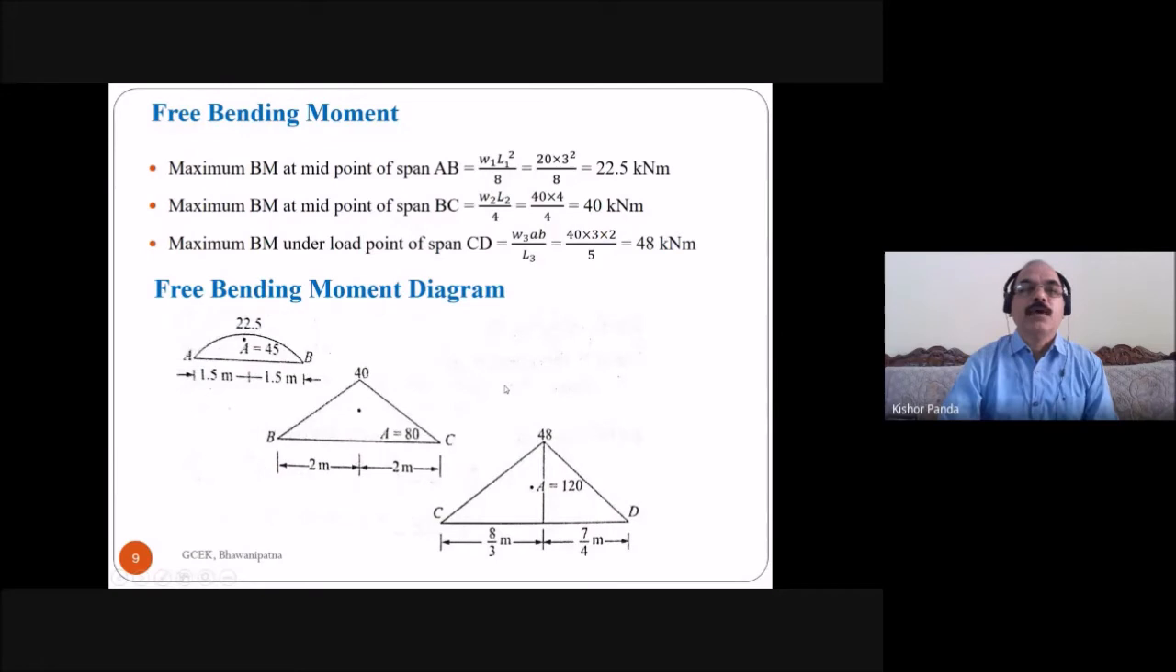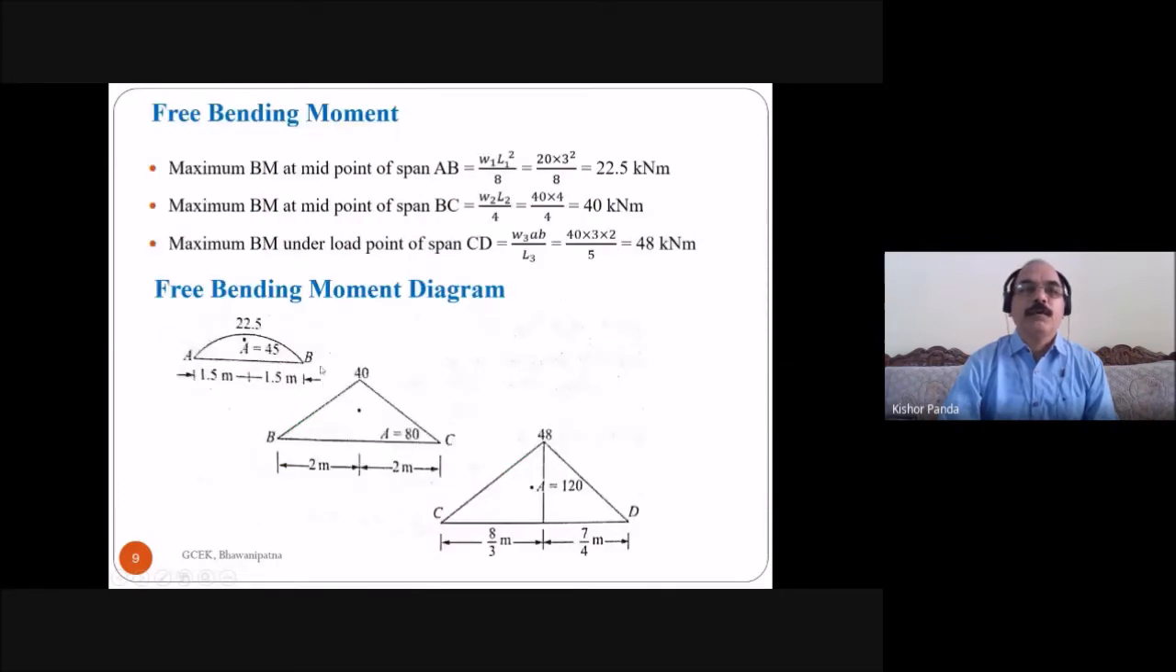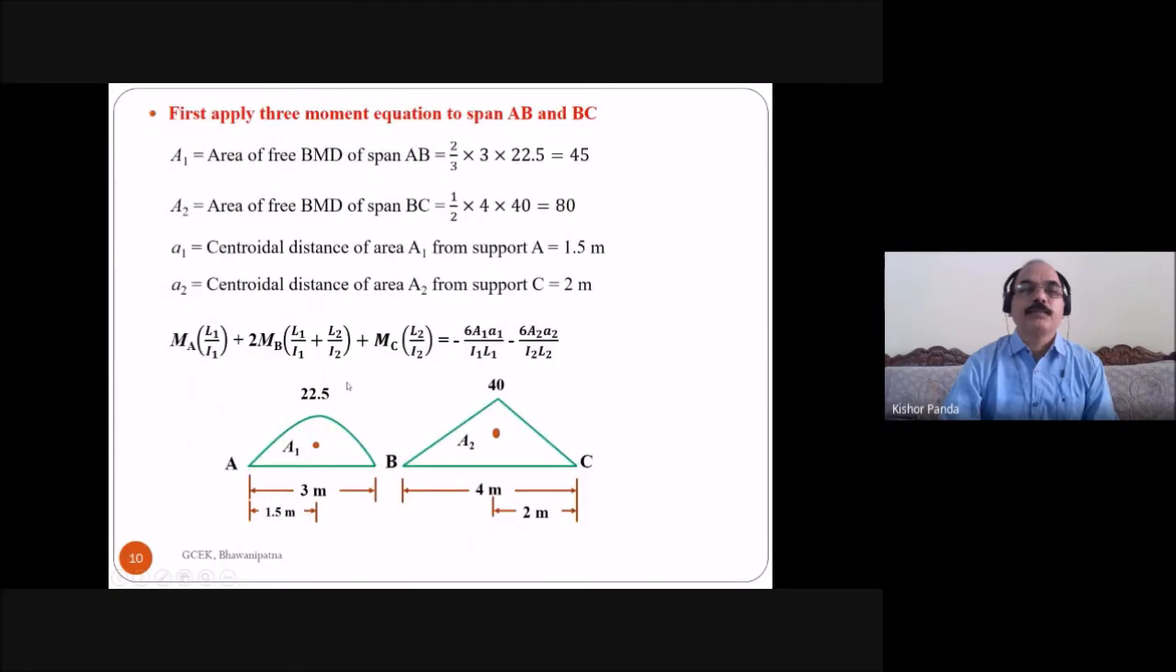Then you have to apply first the Clapeyron theorem of three moments to the span AB and BC. This is AB and BC. The area for this A1, I have already explained. This is 45, 2/3 into base into height. Then the area of the BMD of span BC is half into 4 into 40. This is 80.